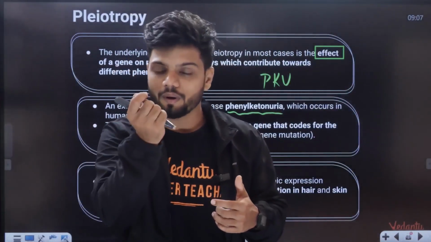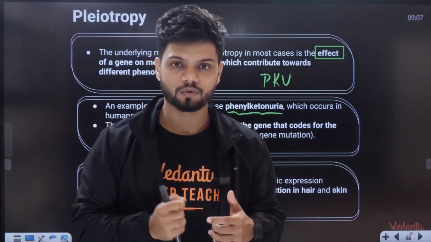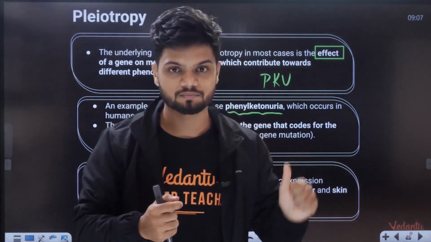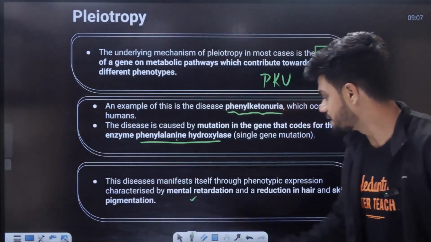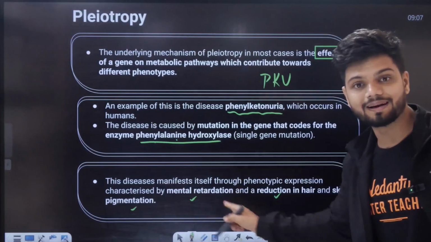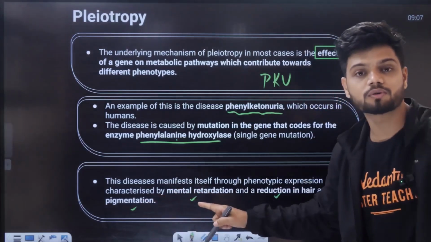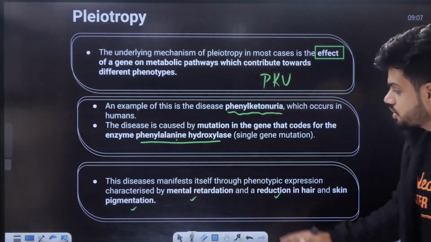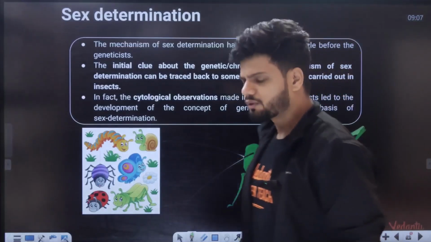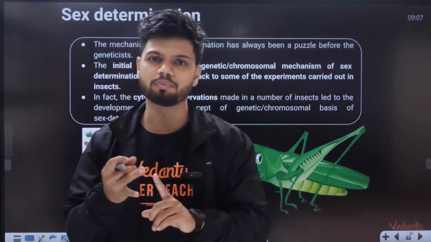what do I say? One defect in the gene. One defect in one gene can have multiple phenotypic expressions, that is mental retardedness and reduction in hair and skin pigmentation. Can you see? Multiple phenotypic expressions because of an effect in one gene. So one gene, multiple phenotypic expressions. Now students, that was polygenetic inheritance and pleiotropy.